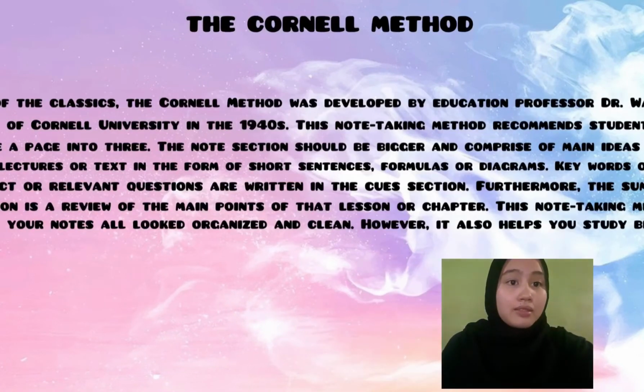Number 1 is the Cornell method. This note-taking method recommends students to divide a page into 3. The notes section should be bigger and comprised of main ideas taken from lectures or text in the form of short sentences, formulas or diagrams. Keywords on the subject or relevant questions are written in the cue section. Furthermore, the summary section is a review of the main points of that lesson or chapter.